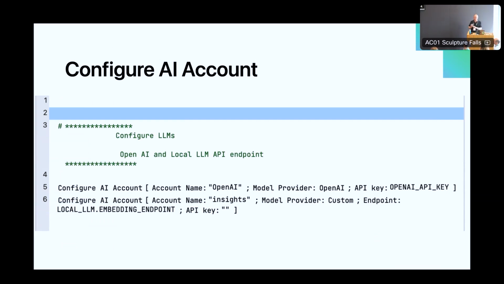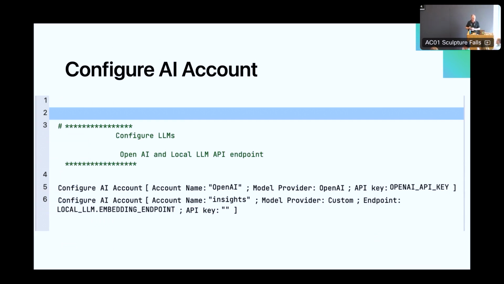So the account name in the configure AI account script step is scoped to the FileMaker file. It's cleared when the file is closed. So if you configure it once, that will persist for the session in FileMaker. If you close the FileMaker file, that's then cleared.